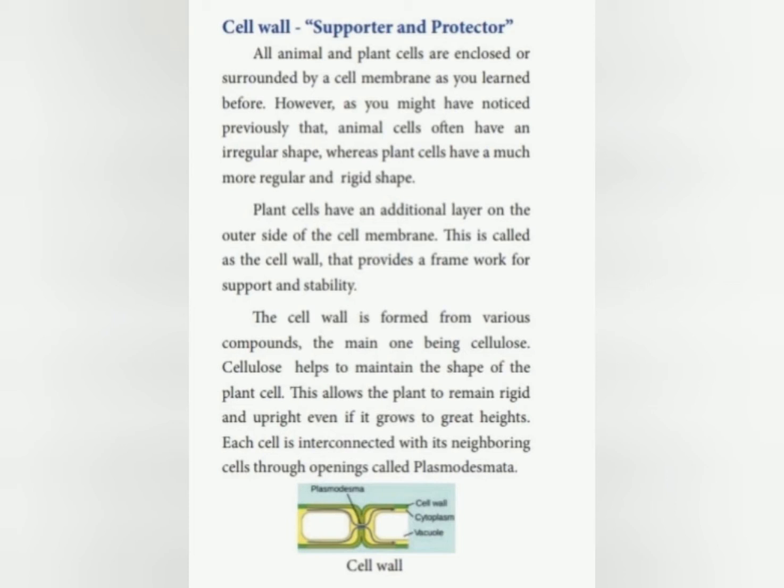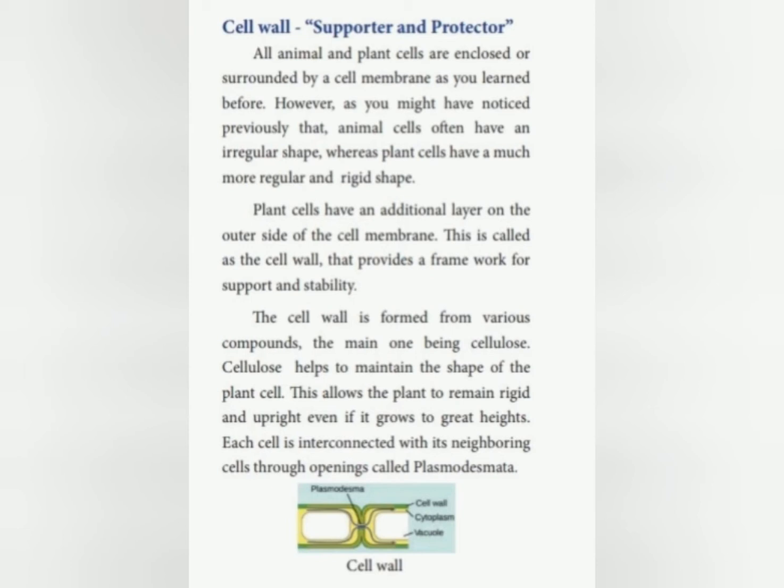Plant cells have an additional layer on the outer side of the cell membrane. The cell membrane is present in both animal cells and plant cells, but the plant cell has an additional layer on the outside of the cell membrane. This is called the cell wall. It provides a framework for support and stability.